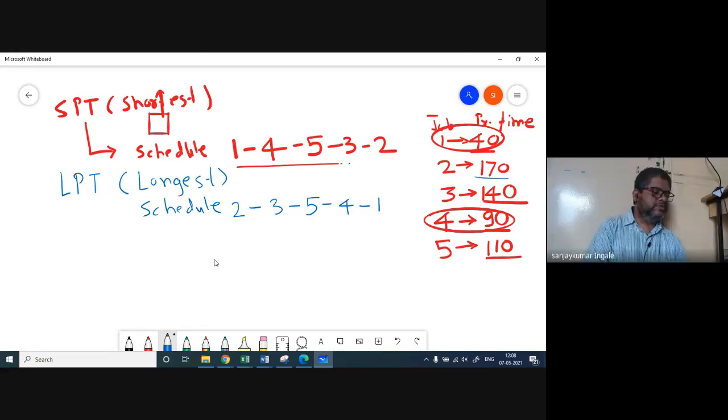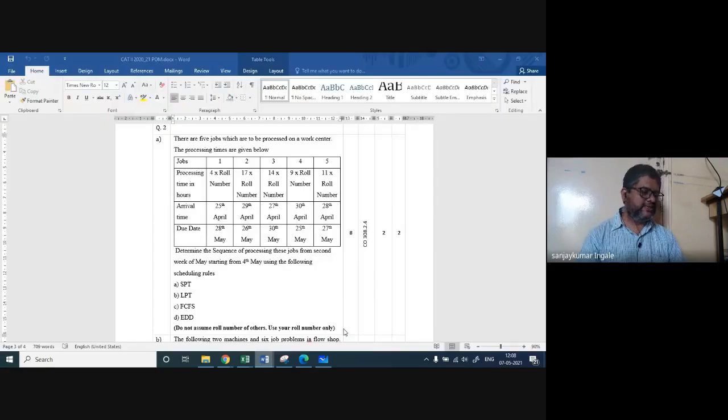So first you have to calculate the shortest processing time and schedule accordingly. Then you have to calculate the longest processing time and schedule accordingly. But all the time these two rules may not work. Sometimes we may have to go for other rules which are explained here.